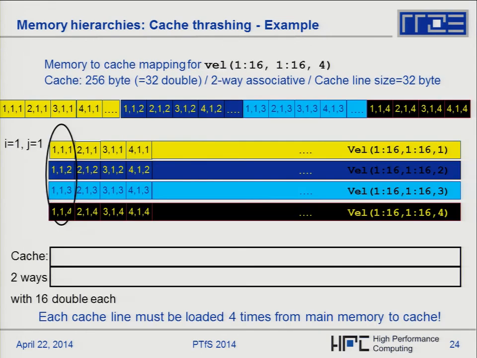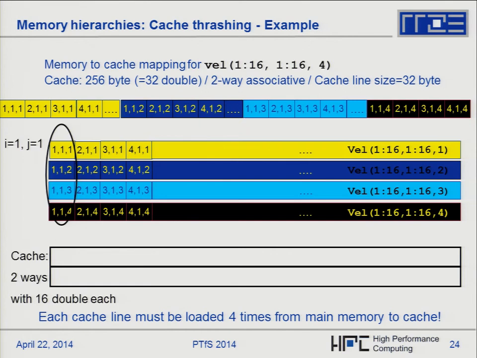Okay. Now let's see what happens in a very controlled environment if we put this on a computer and we choose an array size of 16 by 16 by 4. Okay, so this is Fortran. The leading dimension is 1 to 16 here. The 4 is the last dimension that parameterizes our velocity component. And let's assume we have a cache of size 256 bytes. So we have 32 double elements in this cache, very small. It's 2-way associative. So each set has 2 cache lines. And the cache line size is 32 bytes. Okay, so very easy, very controlled. You can easily visualize this.